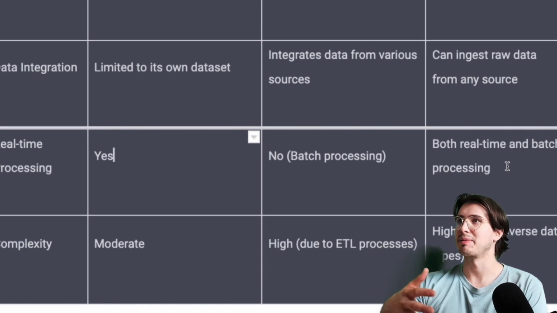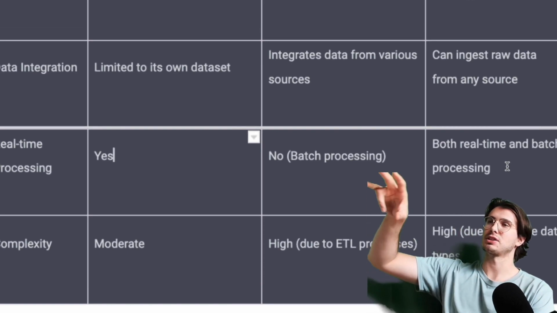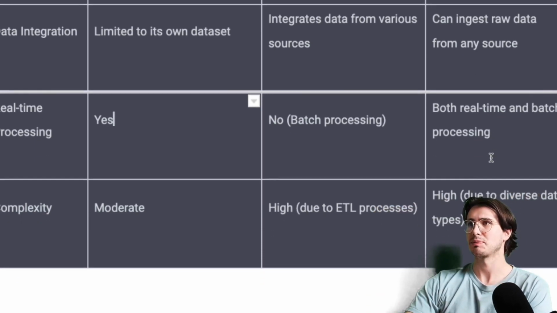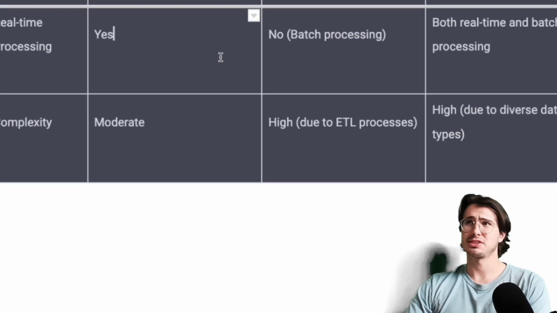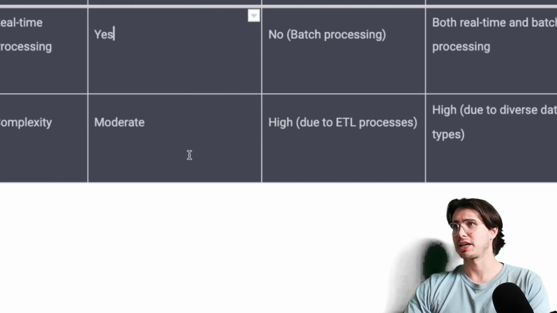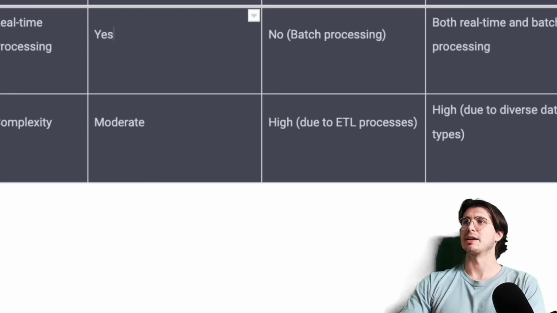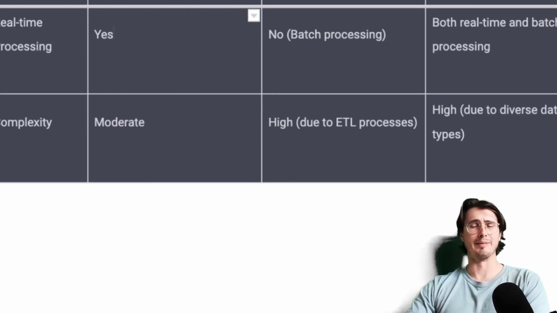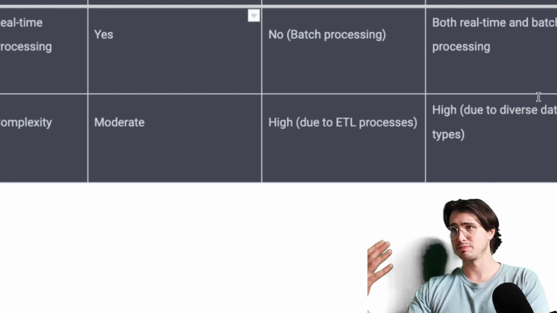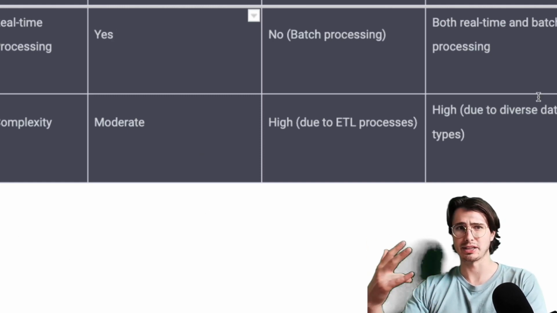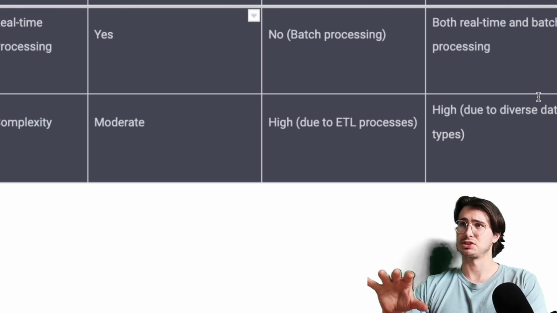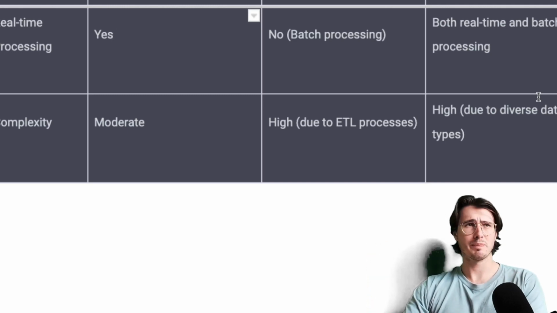It can do both real-time and batch processing depending on the layers above your data lake that you build. And finally, complexity. Moderate for database. It's the entry level to storing data past S3 buckets. Data warehouses are, again, very high. You got to build ETL processes. You got to build things around a data warehouse. It's not just your data warehouse, and then that can be really large as well.